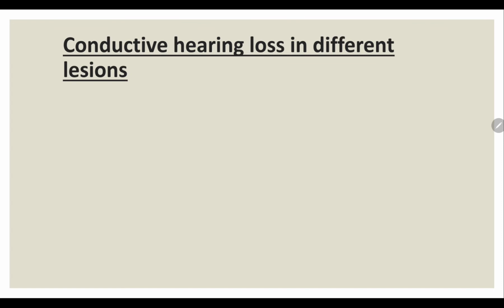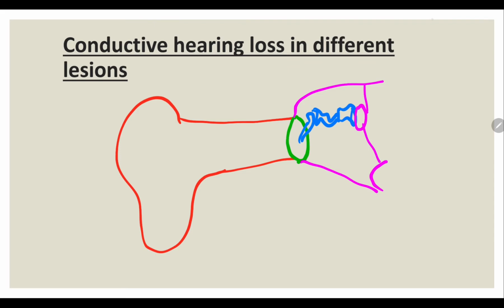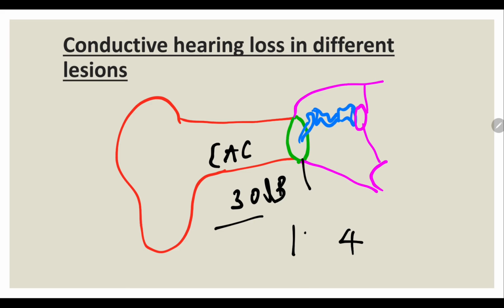Now we come to how to easily remember the numericals associated with conductive hearing loss in different lesions of the ear. We know conductive hearing loss is the loss from the pinna to the oval window. Let us see what are the lesions and the numbers. Lesion of external auditory canal, that is EAC, it is 3 letters, so it is 30 decibel loss. Coming to tympanic membrane, one tympanic membrane in 4 quadrants, so it is 10 to 40 decibel loss.